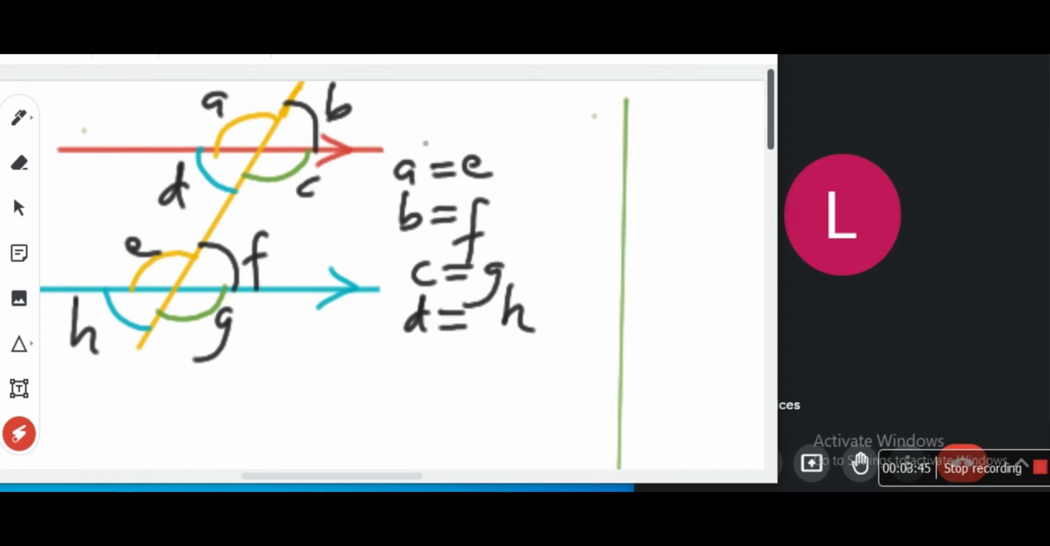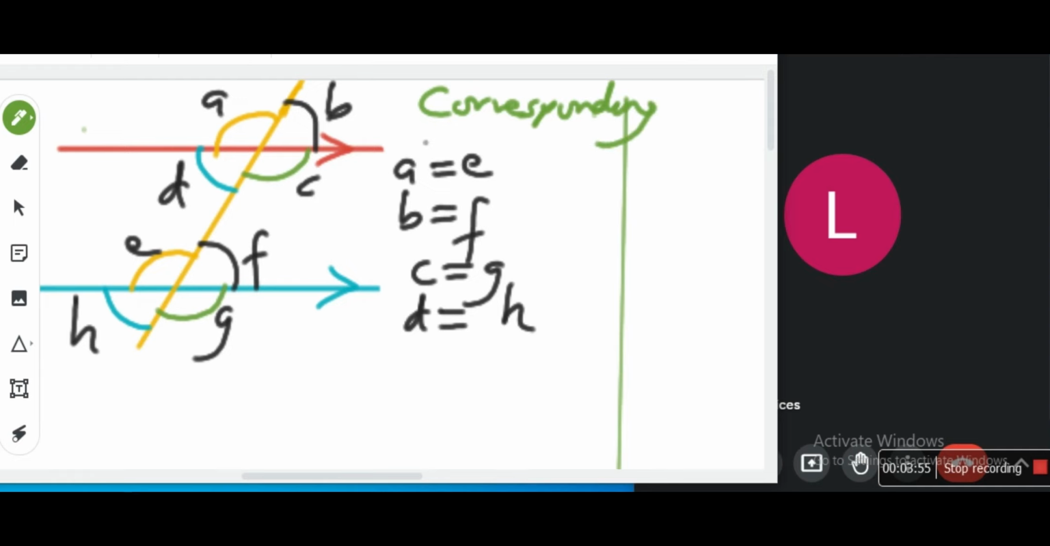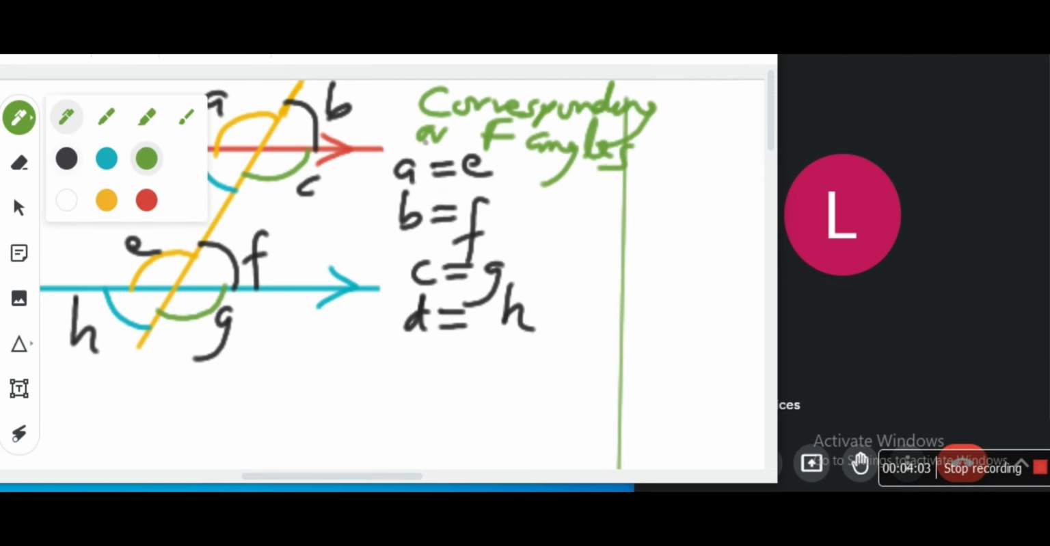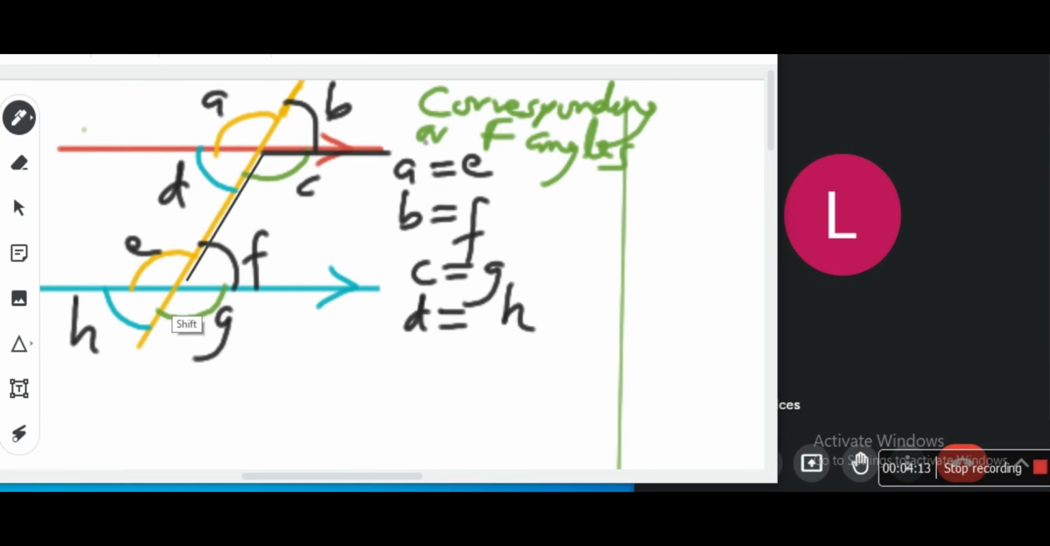So let me label them. These are called corresponding angles or F angles. You know, they form an F. If it forms an F, I can illustrate that with a black line. If I draw a line like this, it's already forming an F. The black line is an F. See it?